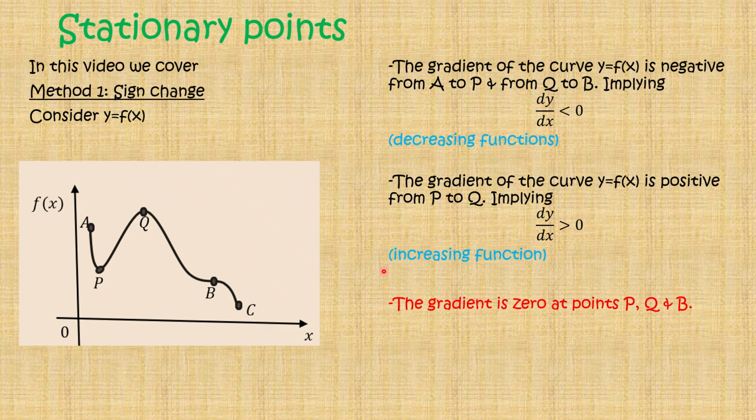Now, we take note of something as well. The gradient is 0 at points p, q, and b. This implies that the dy dx is equal to 0 at these particular points, because these points are known as the stationary points or the turning points. So the gradient of any turning point is always 0, or the dy dx of a turning or stationary point is always 0. So a stationary point is called so because it is turning. It is not going anywhere, but it is the turning point.